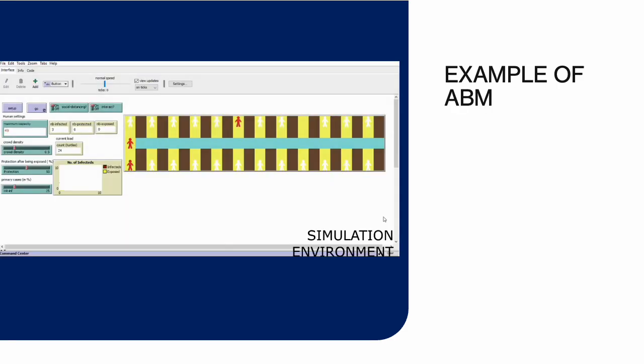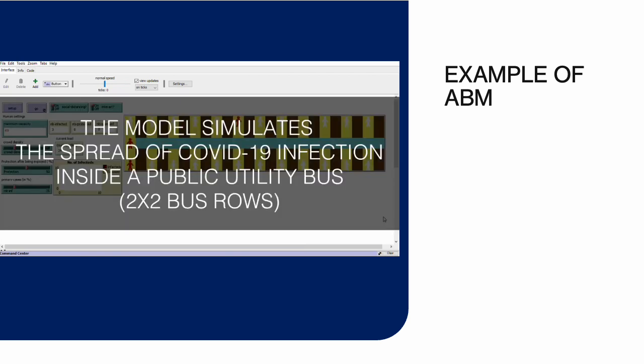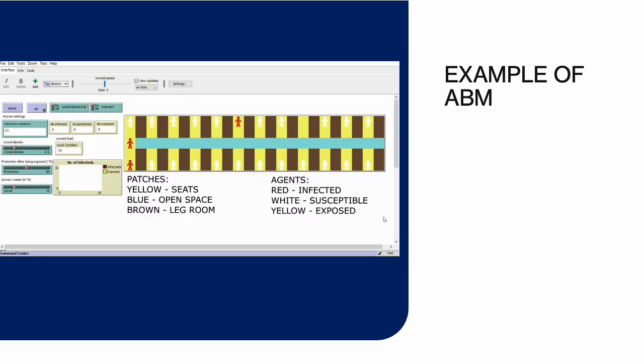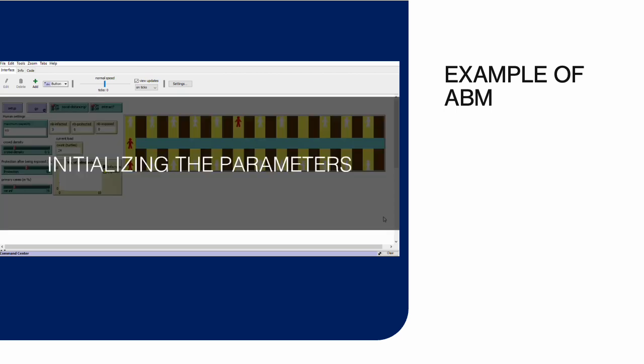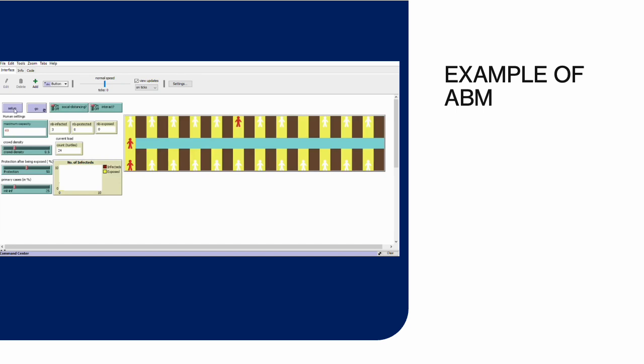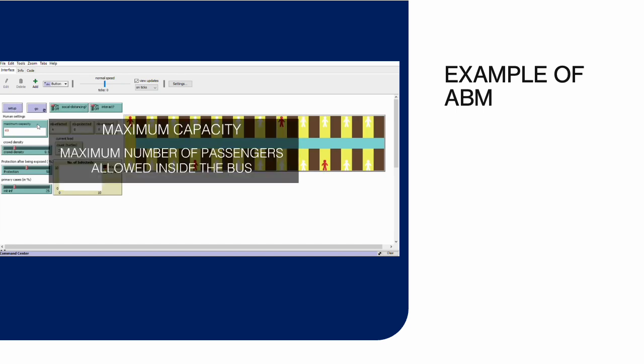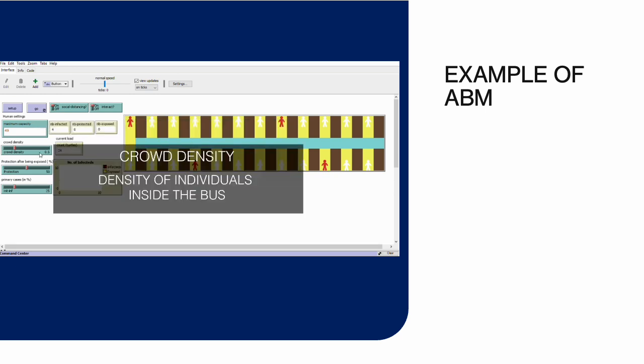Here's a real-world example of agent-based modeling applied to infectious disease spread in a confined environment. This model simulates how COVID-19 spreads inside a bus, where each passenger is treated as an individual agent with their own position and interactions. What's important here is that no single system is controlling the outcome. Instead, each agent follows simple rules, like proximity to others, and the overall spread emerges from those interactions.